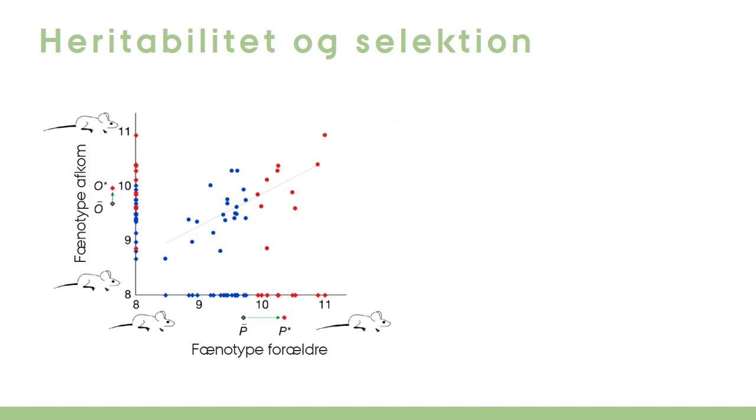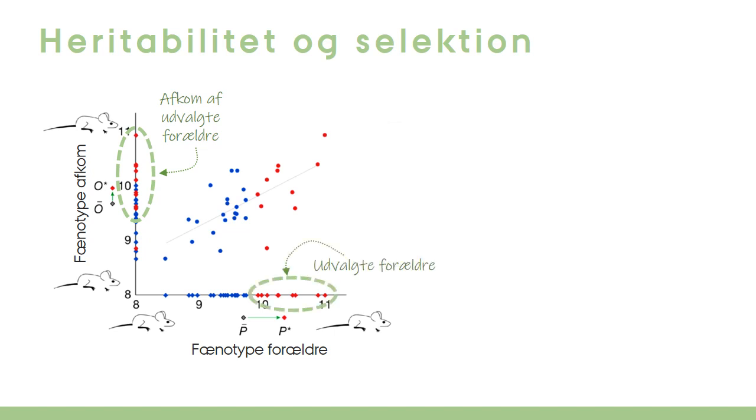Okay, so this graph again shows something similar. On the x-axis we have the phenotype of the parent, and on the y-axis we have the phenotype of the offspring. Okay, so over here, we have the offspring of the selected parents. So on the x-axis, selected parents, y-axis, offspring of selected parents.